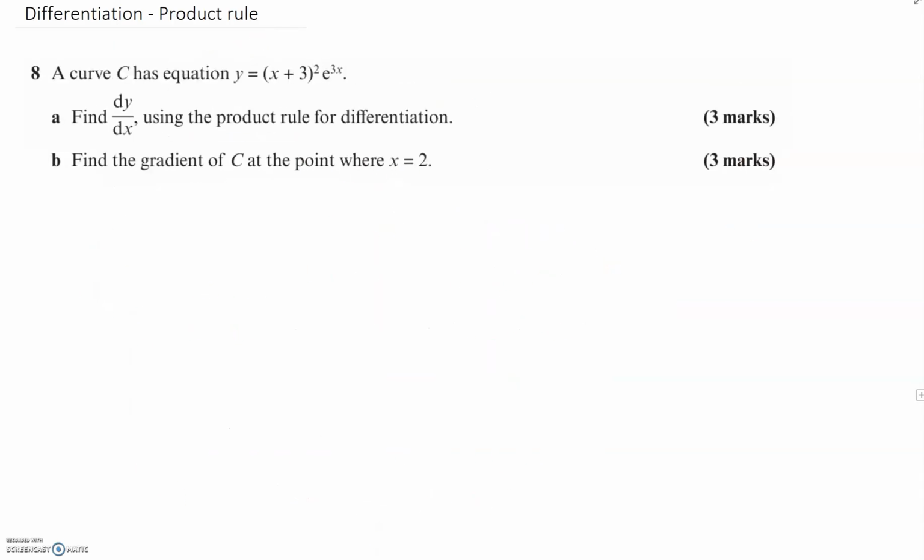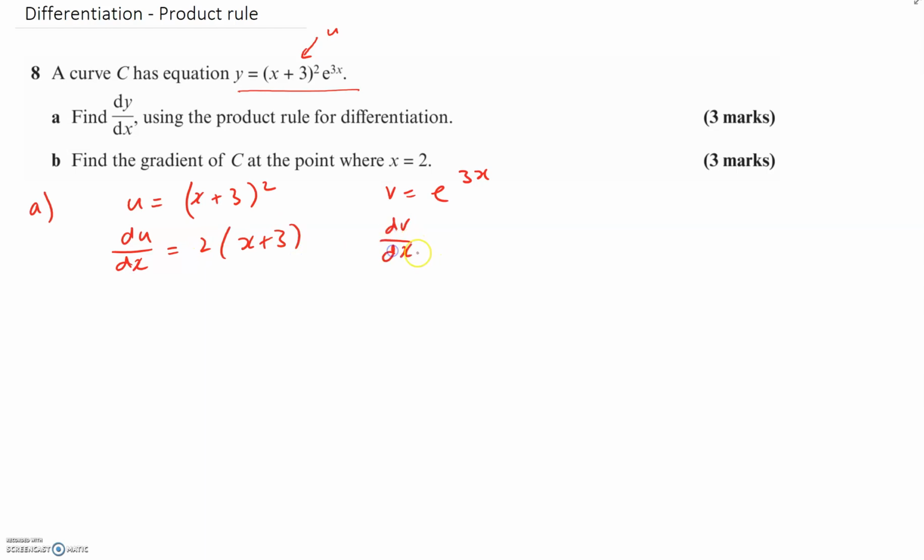Right, we'll make this the last question then. I'll do this quite quickly. So we've got this as our equation. It says find dy by dx using the product rule, and then find the gradient when x is 2. So let's say this is u, and this is v. du dx is going to be this, and that's chain rule again, by the way, and then this is going to be this.